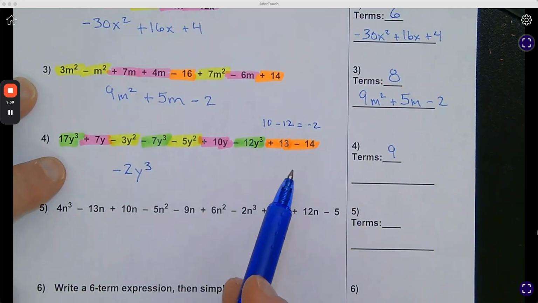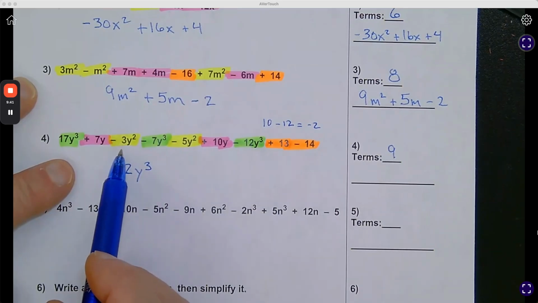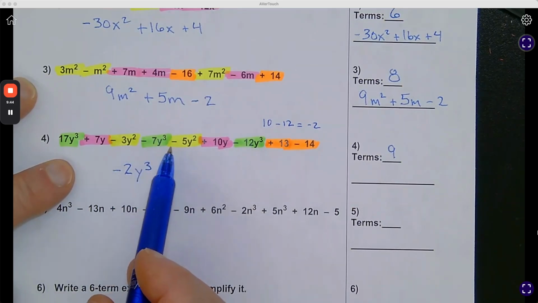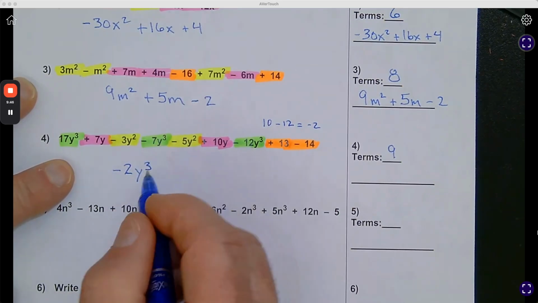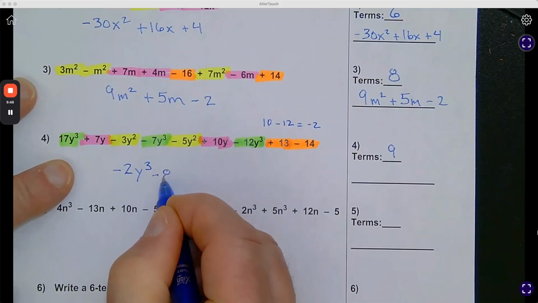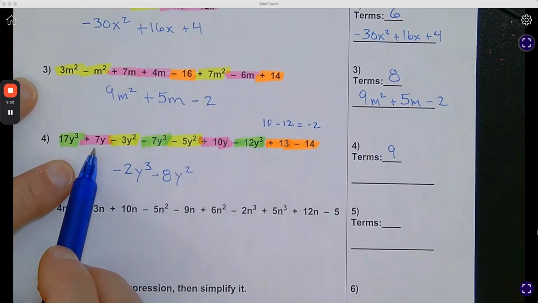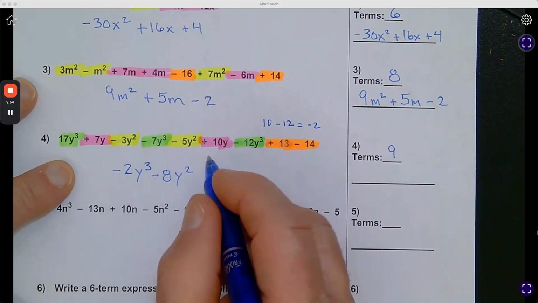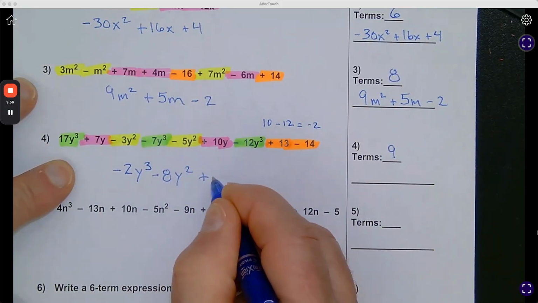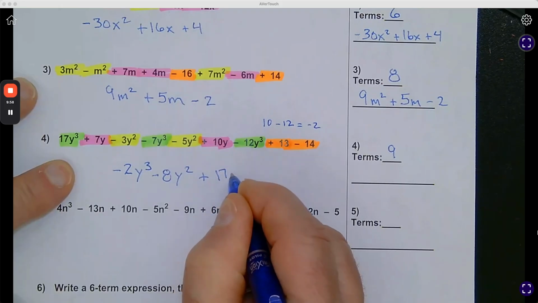Okay, now I'm going to go to my y squareds. I have negative 3 minus 5. So 3 negatives and 5 negatives is a total of 8 negatives. And now I'm going to look at my y's. 7 plus 10. I think you know what that is, right? 17.